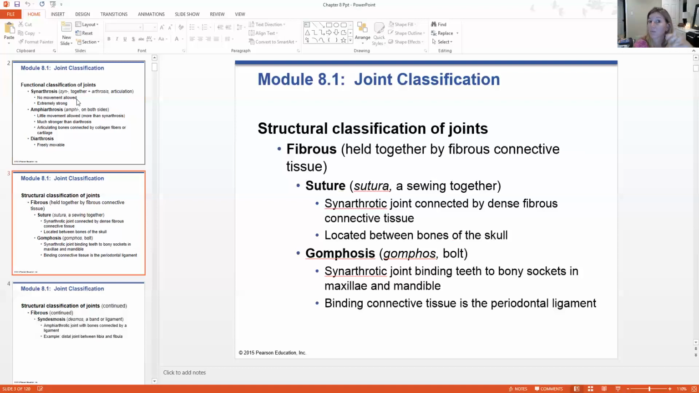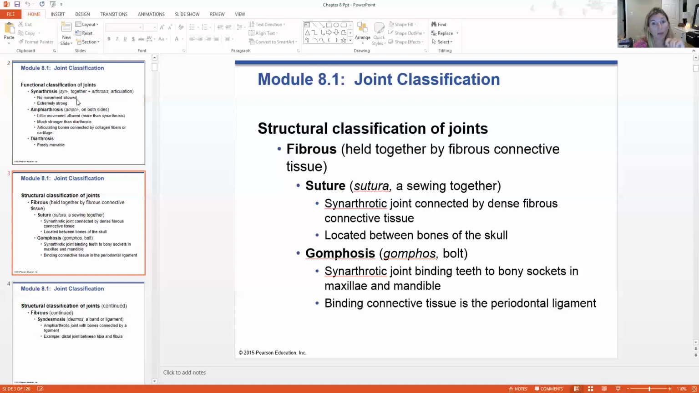They could be a fibrous joint. Fibrous joints are held together by fibrous connective tissue. This would be like a suture. A suture is a synarthrosis. This is, again, the sutures in our skull. Think about that. And so there's dense fibrous connective tissue holding everything together.